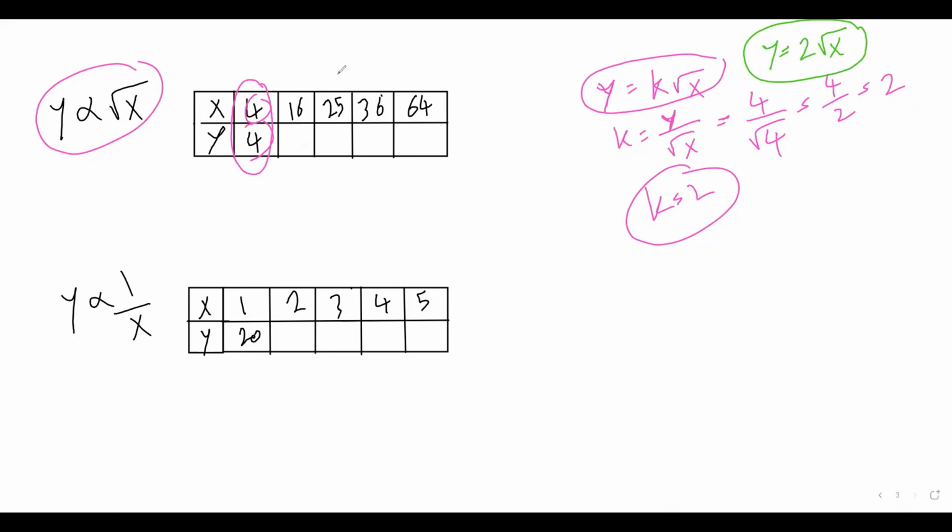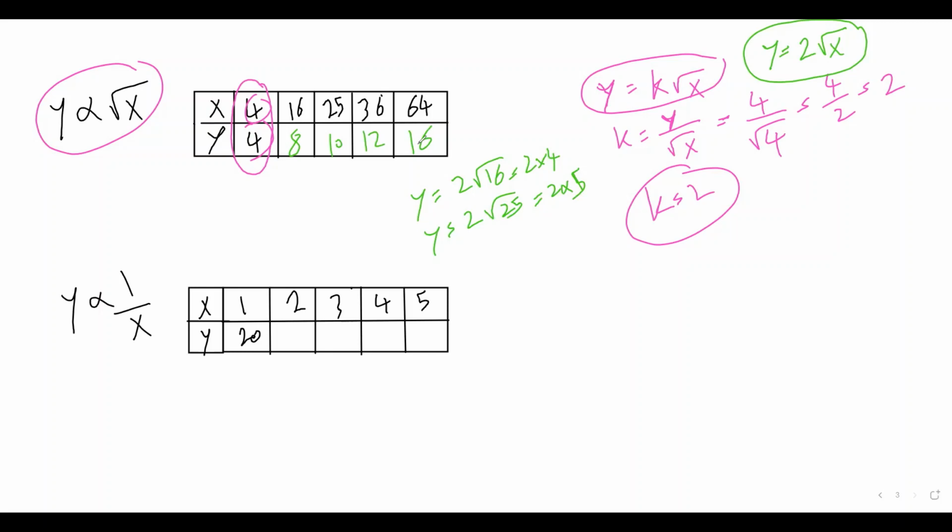Okay, first thing, if x is 16, you substitute it here, y equals 2 square root of 16, which is 2 times 4, and that is 8. Same thing, 2 square root of 25. That would be 2 times 5, which is 10. Again, square root of 36 is 6 times 2, 12. Square root of 64 is 8 times 2, and that is 16, right? As simple as that.